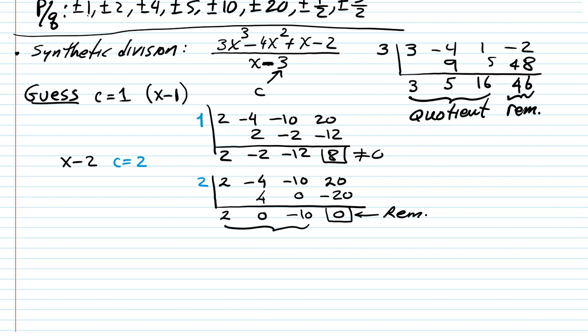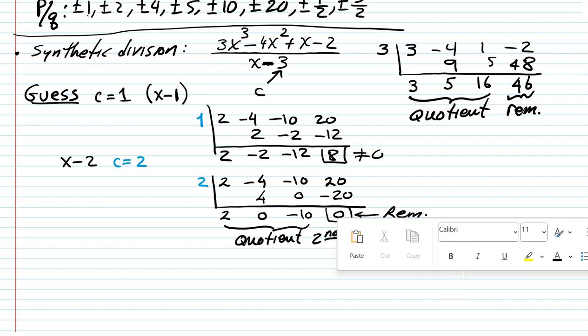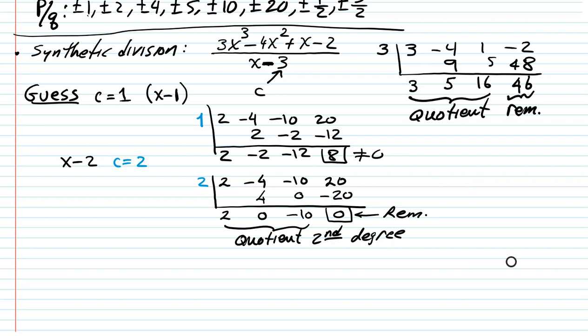Now remember, this is the quotient. And if you divide a third degree polynomial by a first degree x minus 2, the quotient would be a second degree. This quotient has a degree less than the original because we divided by a linear factor. So it's a second degree quotient. Second degree means quadratic polynomial.